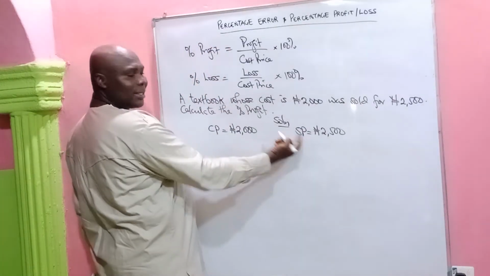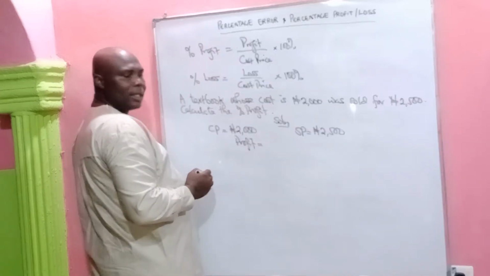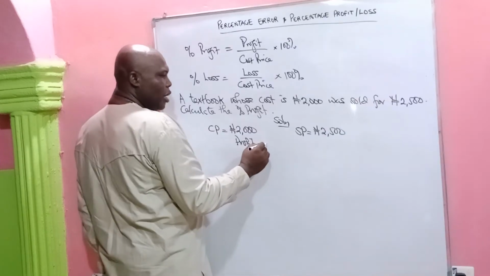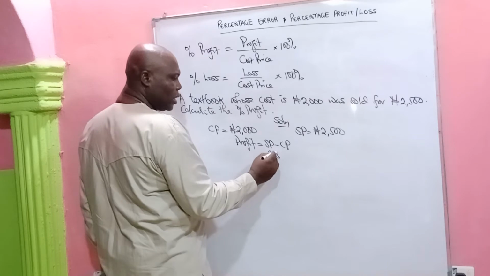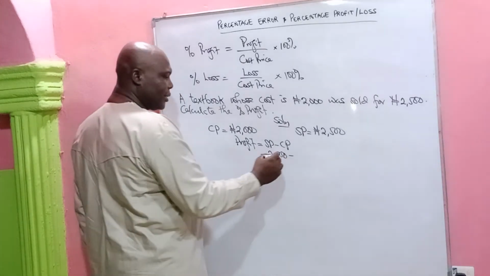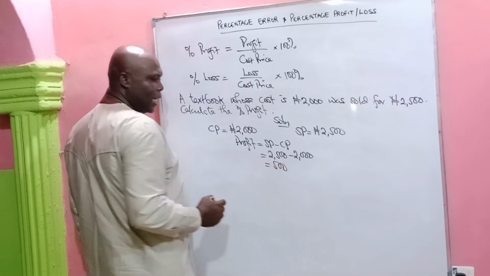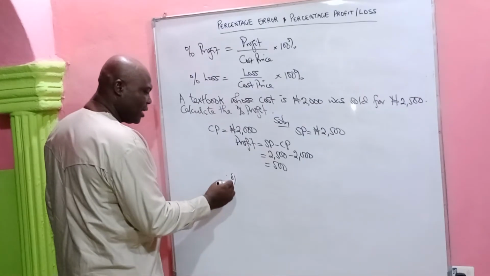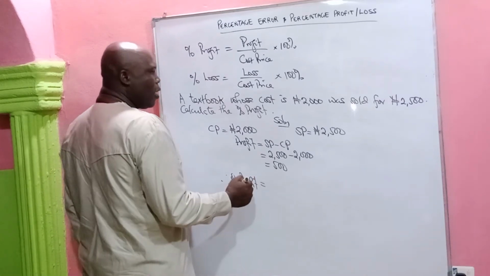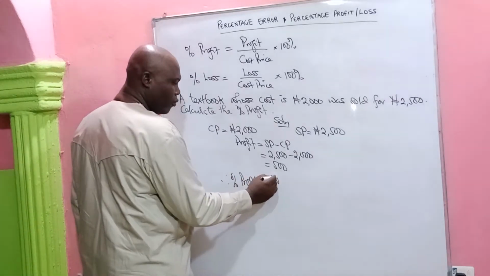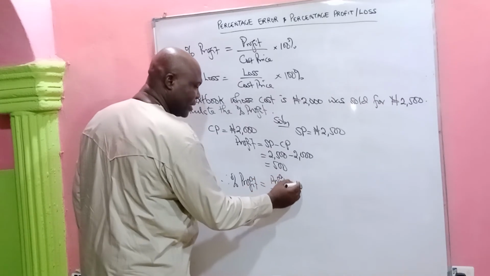Since the selling price is higher, it means that we are making a profit from the sale. So the profit will be the selling price minus the cost price. The selling price is 2,500 and the cost price is 2,000 naira. So that gives us a profit of 500 naira. Therefore, we can find the percentage profit, which is profit divided by the cost price times 100%.